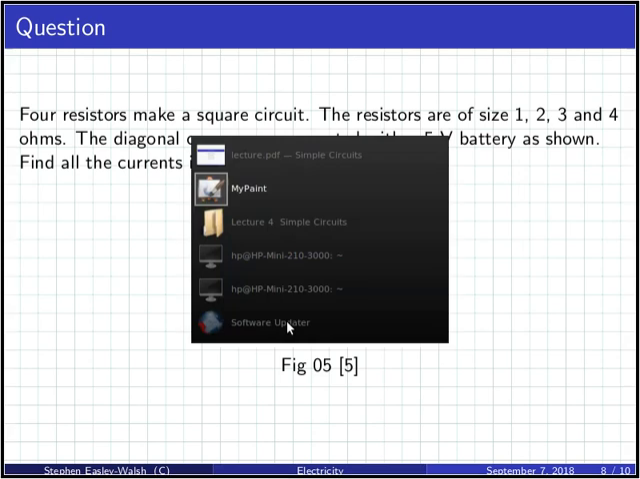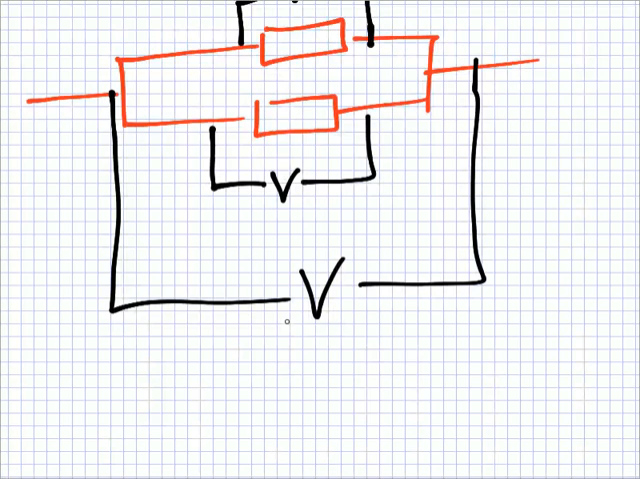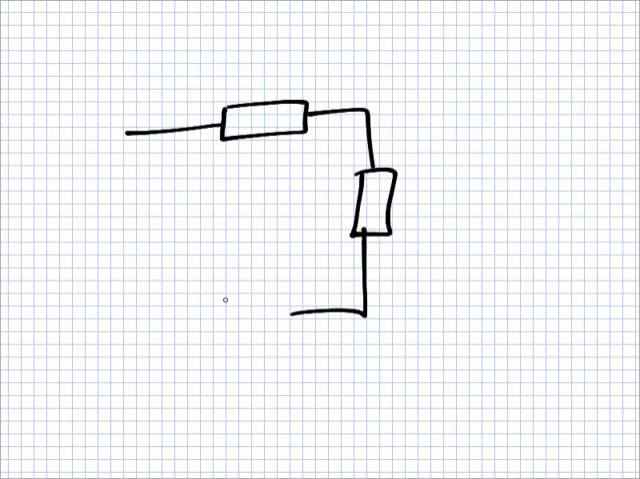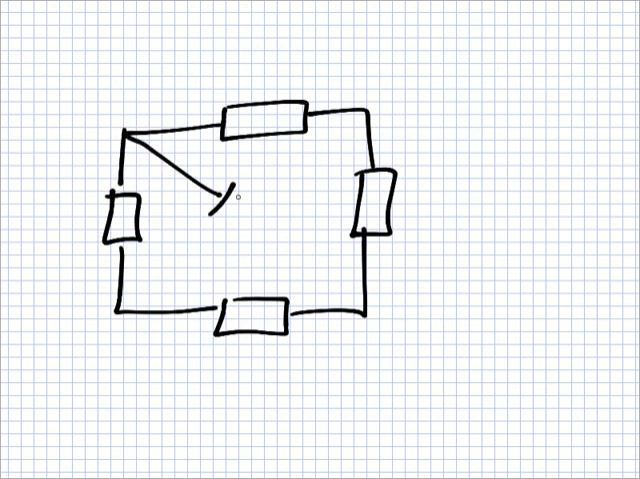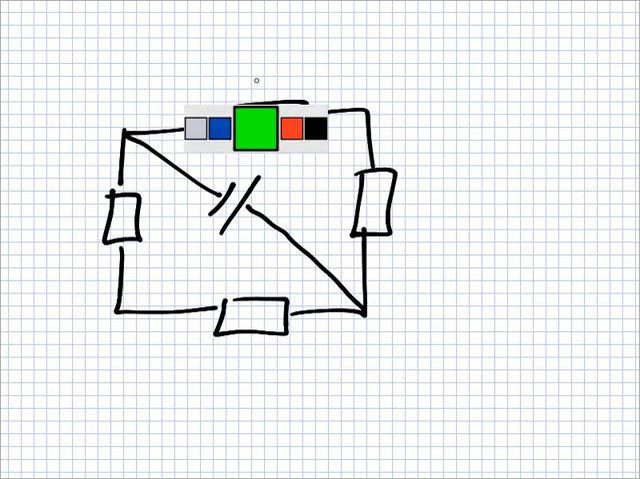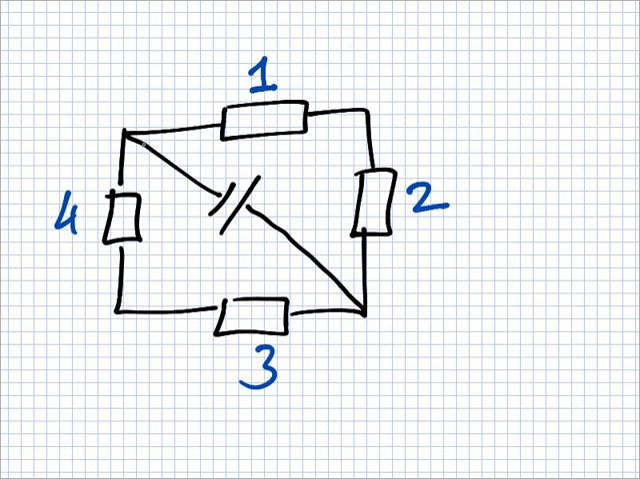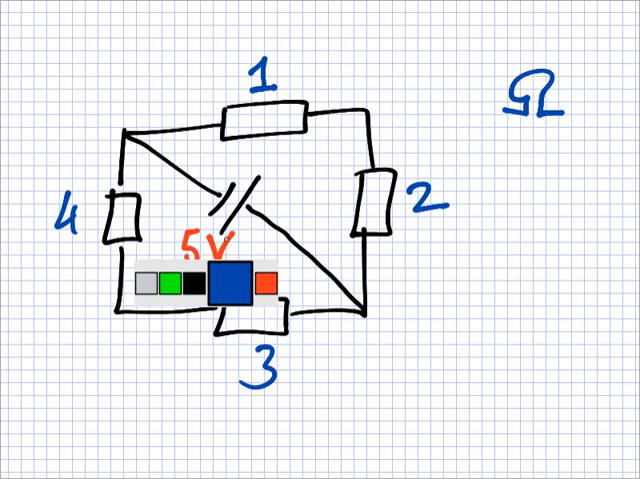Well, I'll have to draw two, so I'll just draw it. 1, 2, 3, 4 going around. Okay. 1, 2, 3, 4. And there we go. So I kept all the numbers easy enough. So that's a 1 ohm, a 2 ohm, a 3 ohm, and a 4 ohm. And then this is 5 volts. Okay, shall we start this one?